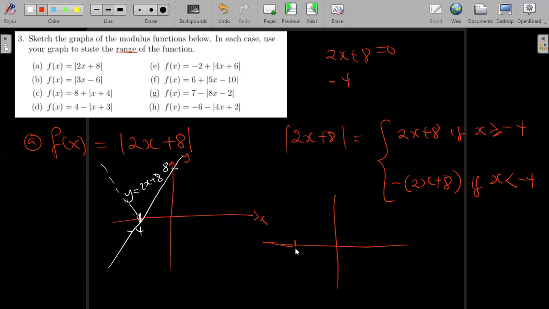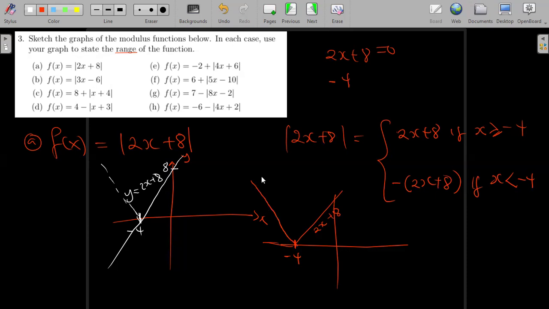Negative 4. I'm sure you know where we're getting that negative 4. So which is that point. So the positive side, it will be x being greater than what? When it's greater than negative 4. So that is this side going this way because it's positive, and that will be 2x plus what? Plus 8. And the other side, the negative side, is going to be this side, like that.